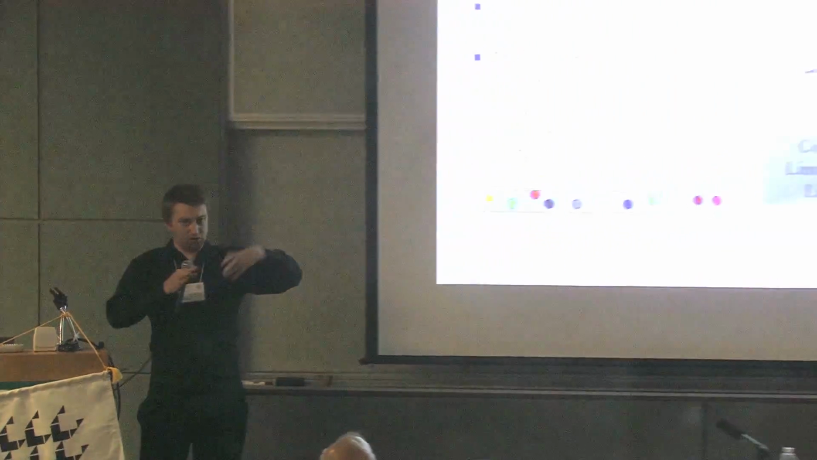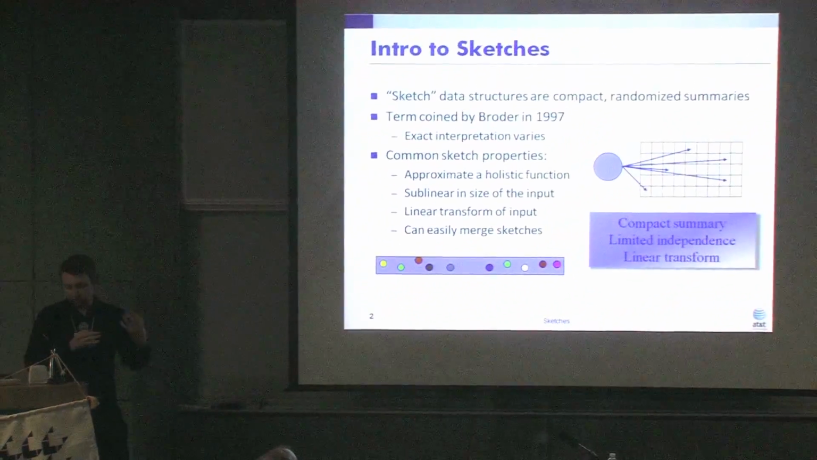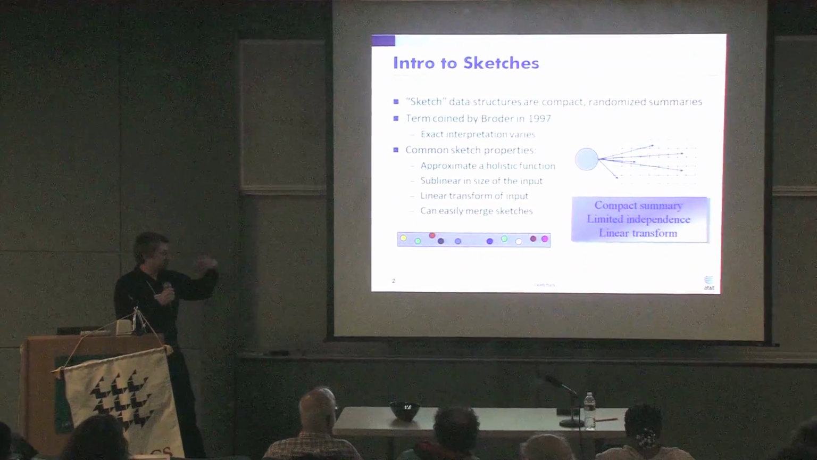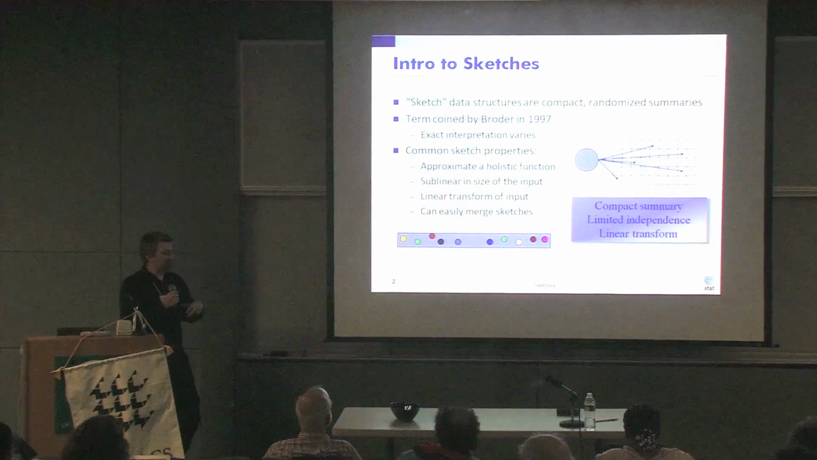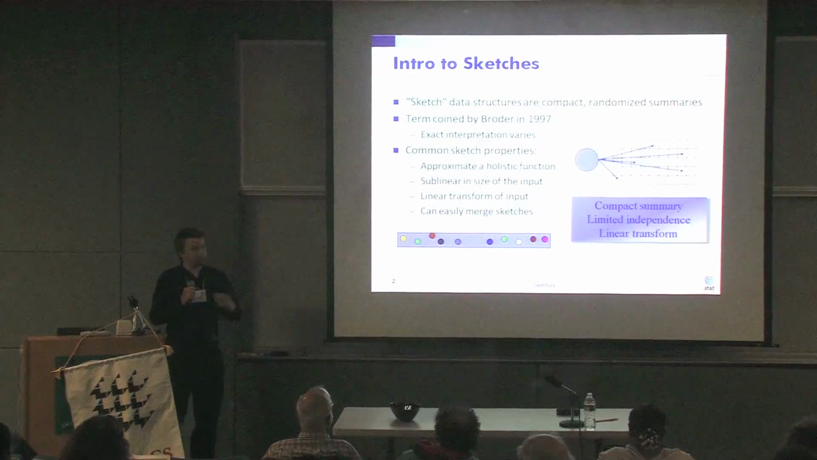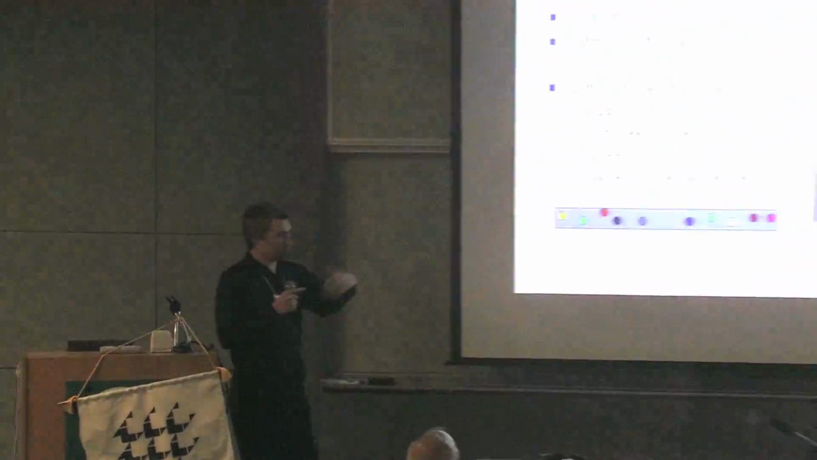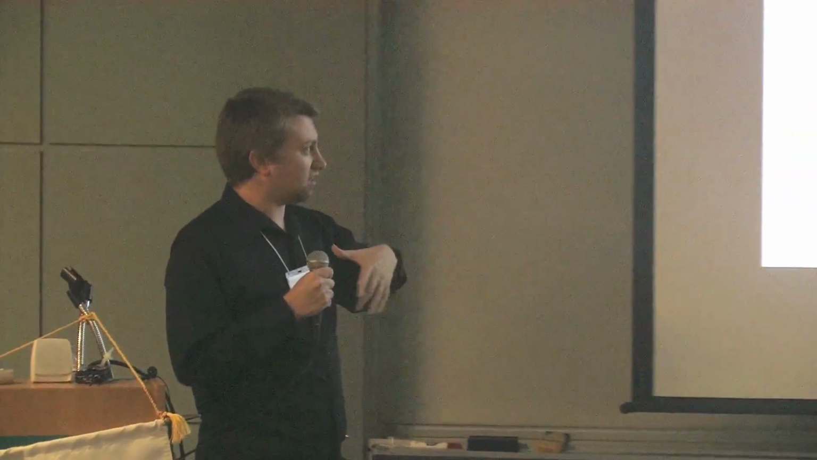The exact interpretation varies, but some common properties are that you have your large amount of data, you're trying to approximate some function over the whole of that data, and your data structure that you're using to capture this information is ideally sublinear in the size of the input. Often you'd like it to be a linear transform of the input when you think of the input as a vector. Often you'd like it to be mergeable.